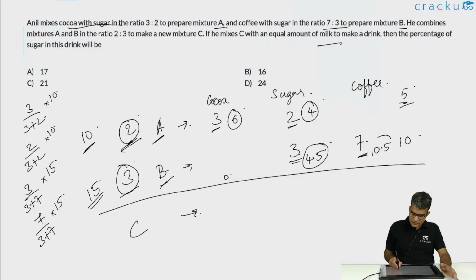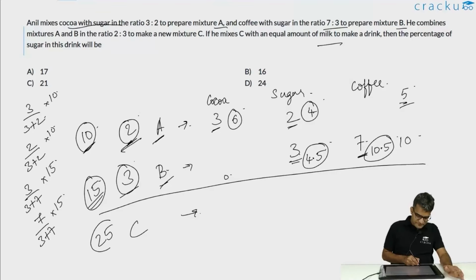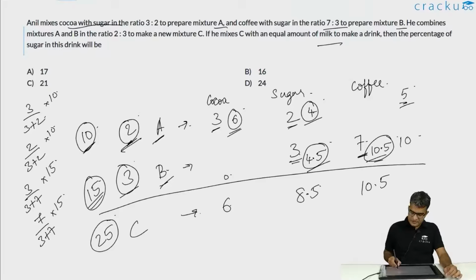So overall, what is the weight of mixture C? That will be 10 plus 15, which is 25. What is the amount of cocoa in it? It is 6. What is the amount of sugar? It is 4 plus 4.5, which is 8.5. And what is the amount of coffee? It is 10.5. You can cross check that 6 plus 8.5 plus 10.5 is actually equal to 25.